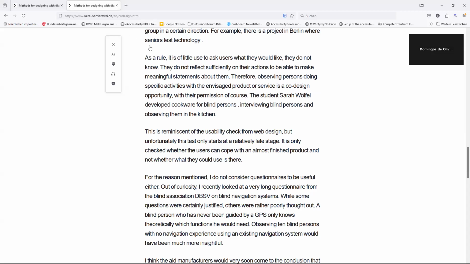It doesn't bring much to ask the persons what they would like to have, because in many cases, they don't know what they want to have or what they need. It is better to talk to them about their problems, their daily life problems. Then you can find out, okay, this or this can be helpful. And then you can create a prototype of this helpful product. And then you can test the prototype product with the persons.